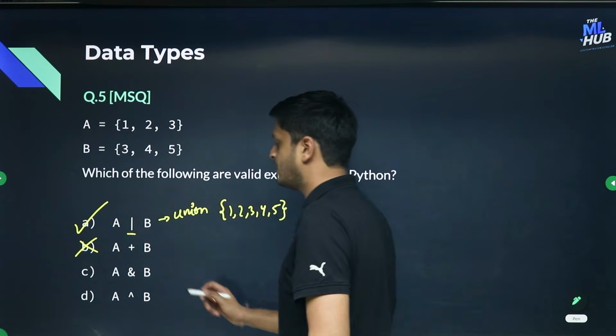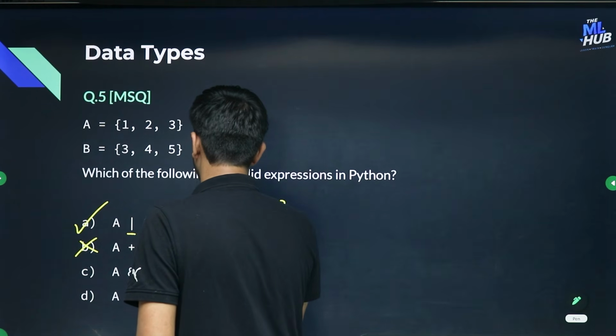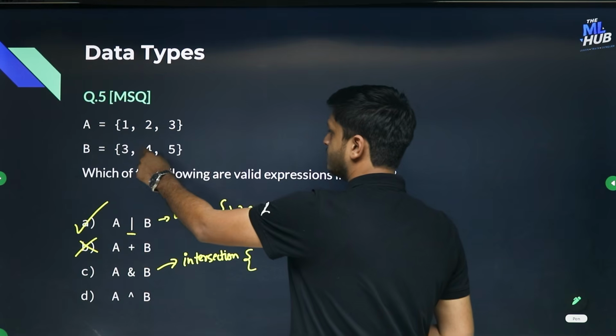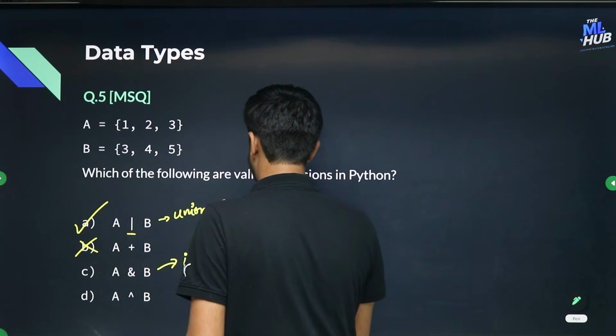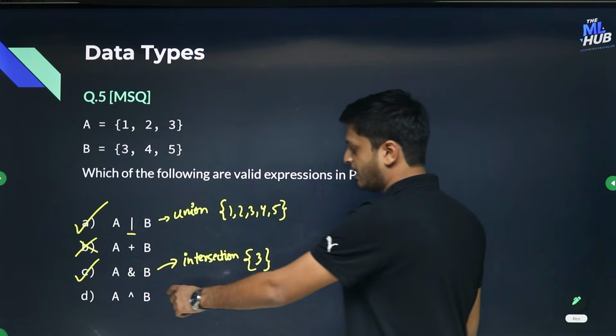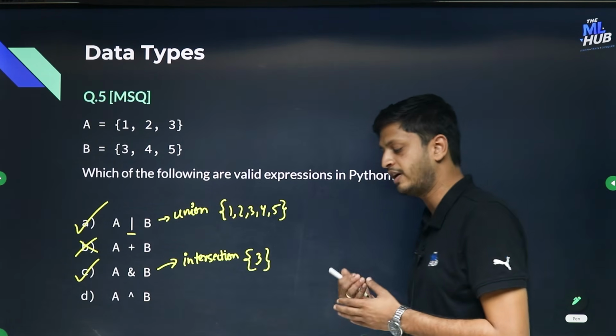Then we have A and B. We know that AND operator calculates intersection. So intersection of these two sets will be just the element 3. This will be the output of this. It is a valid expression. We can use it.